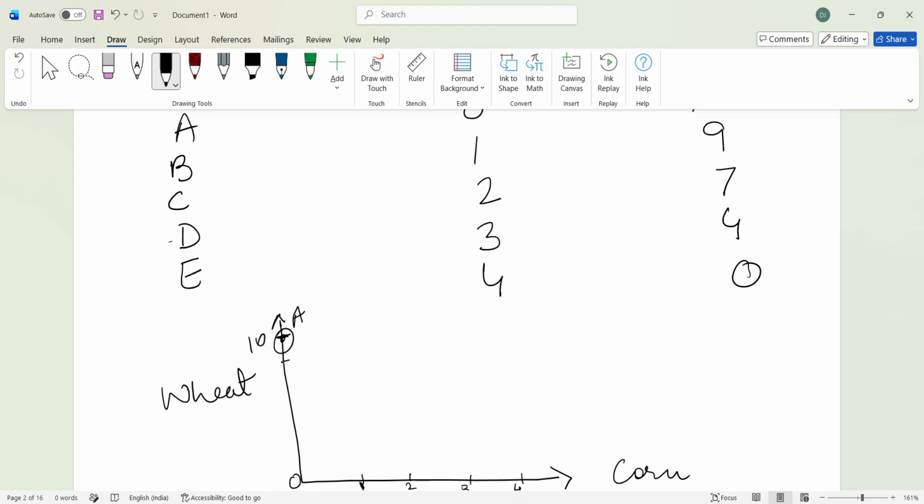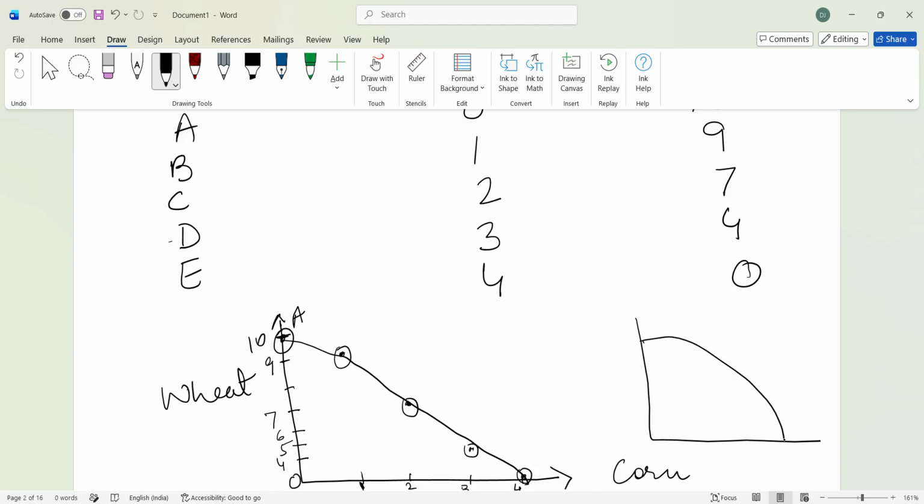Let me plot that. So 1 and 9. Then you have 2 and 7. Let's say that's 8, that's 7. So I'll have 2 and 7, that's my C. Then I have 3 and 4. That's 6, 5, 4. I know my intervals are not correct, but forgive me for that. So I have 3 and 4 somewhere here, and then 4 and 0 out here. Now, when I join these points, I will get a curve. It's not a straight line. It's basically a concave type of curve. I'll show you, it would be a curve something like this.